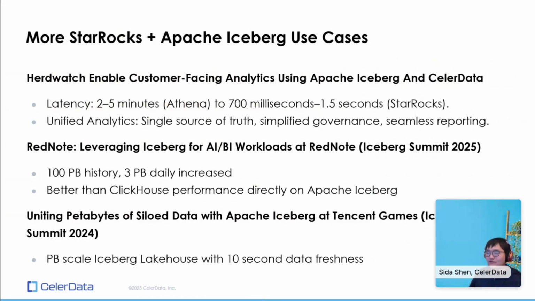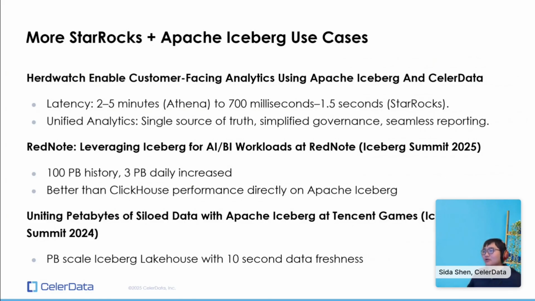This is a SaaS for farmers, for their livestock like cows, to monitor their well-being. They were doing that on Apache Iceberg and Athena, and they figured Athena was really not the right tool for customer-facing analytics. Then they moved to StarRocks and dropped their latency from 2 to 5 minutes to around 700 milliseconds to 1.5 seconds. And they unified their data on a single source of truth, powered by Apache Iceberg.